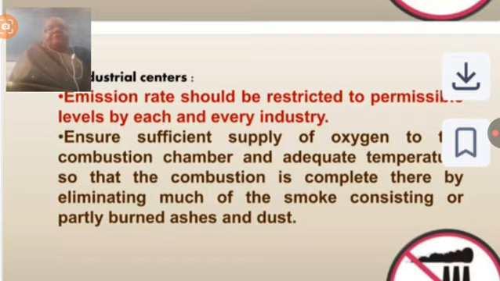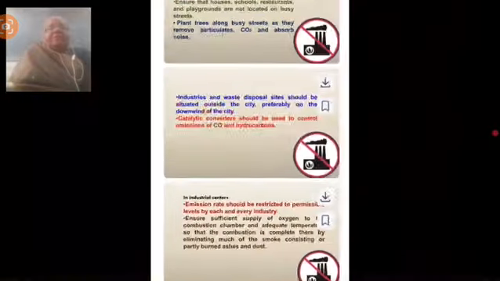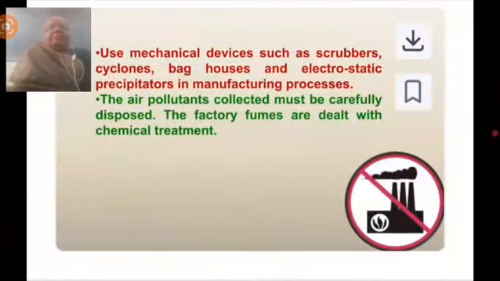Then one has to ensure sufficient supply of oxygen to the combustion chamber and adequate temperature so that combustion is complete, thereby eliminating much of the smoke consisting of partly burned ashes and dust. Then one has to use mechanical devices such as scrubbers, baghouses, electrostatic precipitators in manufacturing processes. The air pollutants collected must be carefully disposed of. The factory fumes are dealt with by chemical treatment. So these are some of the points on how you can address this burning problem of air pollution.